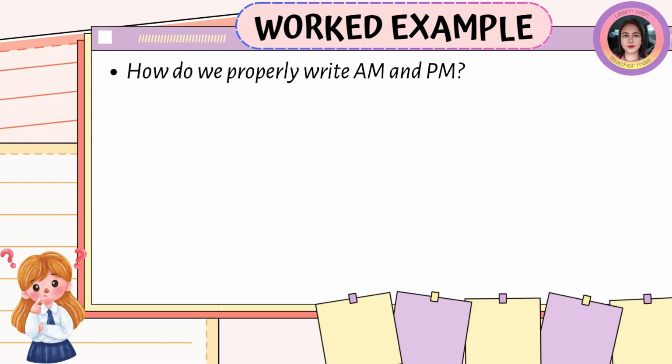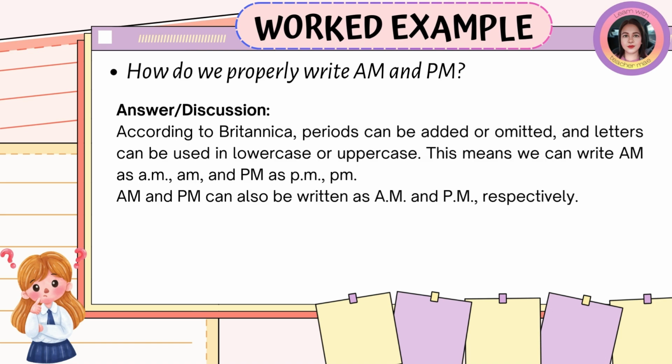How do we properly write AM and PM? According to Britannica, periods can be added or omitted, and letters can be used in lowercase or uppercase. This means we can write AM and PM in lowercase with or without periods. AM and PM can also be written in uppercase with periods, respectively.